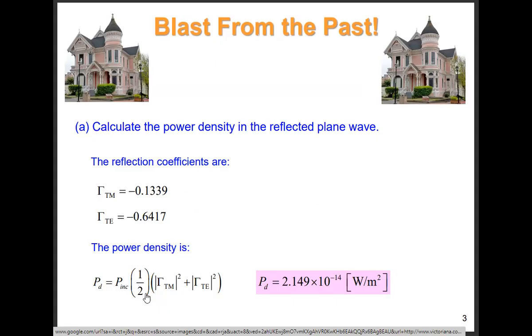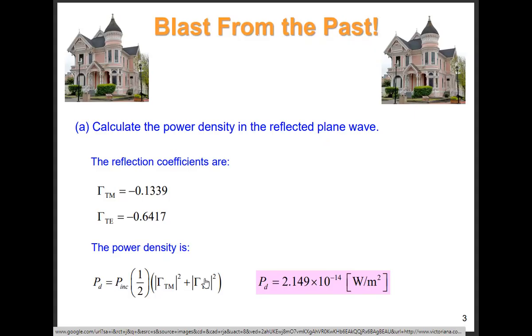Now, how much power is being reflected, let's say in the TM case? Let me remind you that gamma TM or gamma TE is the reflection coefficient for the field. The reflection coefficient for power is the magnitude of gamma squared, right? So the power incident in TM polarization is P incident times a half, multiplied by the magnitude of gamma TM squared. So this term is the power density, watts per square meter, of the TM part of the wave that's being reflected. Does that make sense?